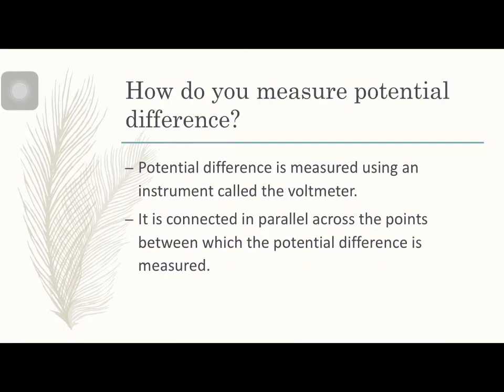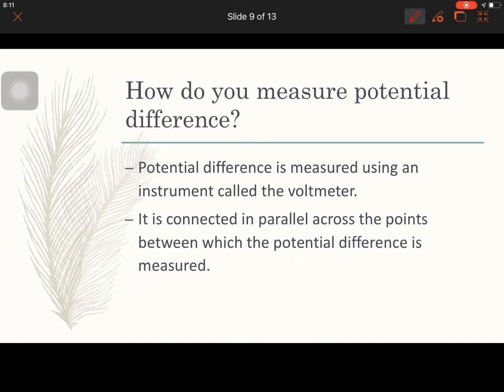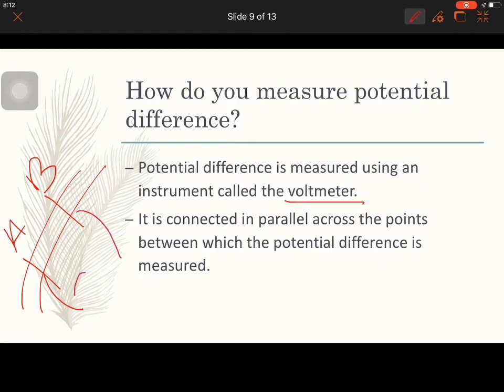So moving on, how do you measure potential difference? To measure the potential difference across 2 points of a current carrying conductor, we have an instrument, none other than the voltmeter. We use the voltmeter, connecting it in parallel across the 2 points across which we want to measure the potential difference. Then we get the potential difference value from the reading in the voltmeter. So we connect it in parallel across the points between which the potential difference is measured.